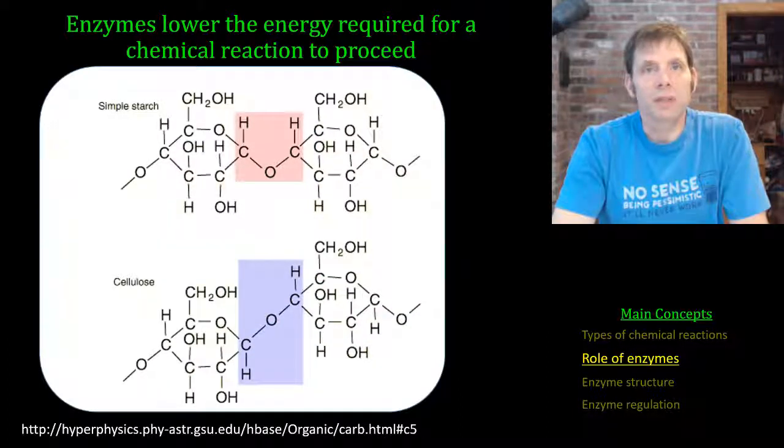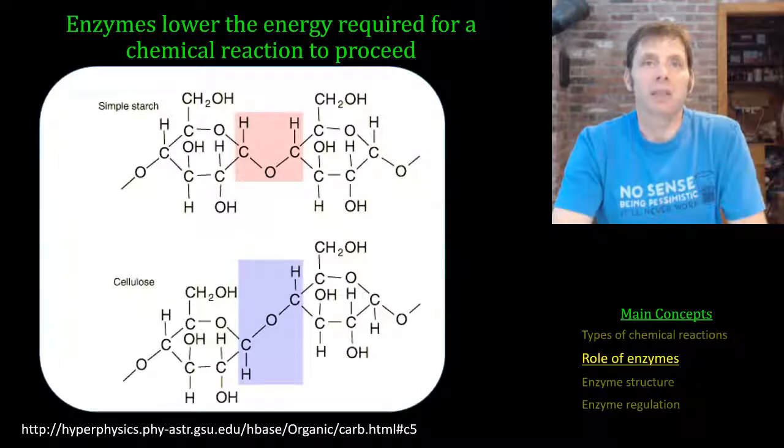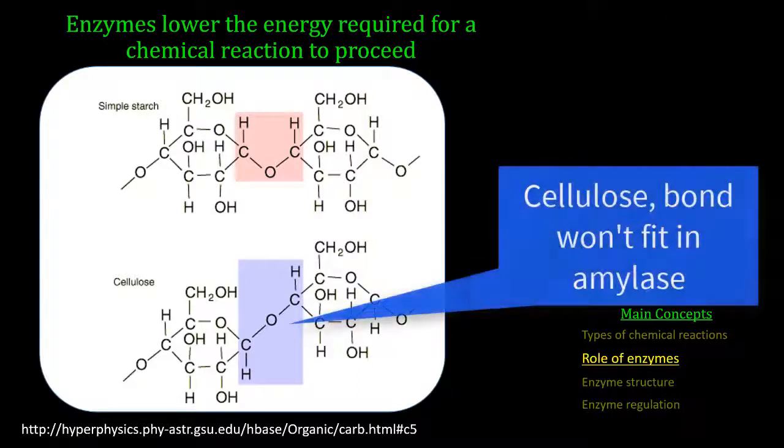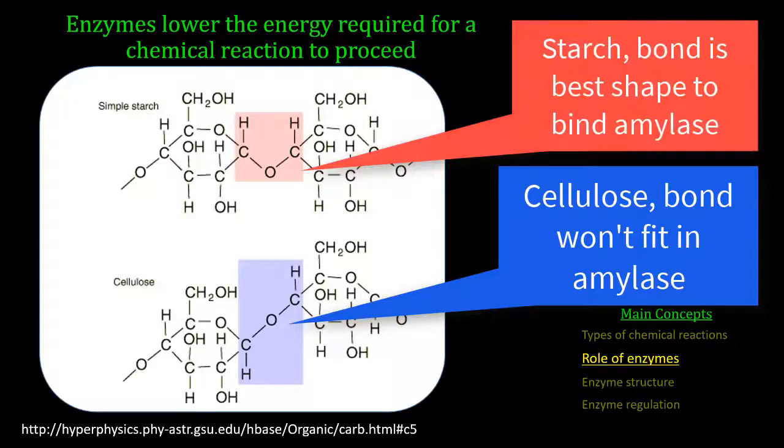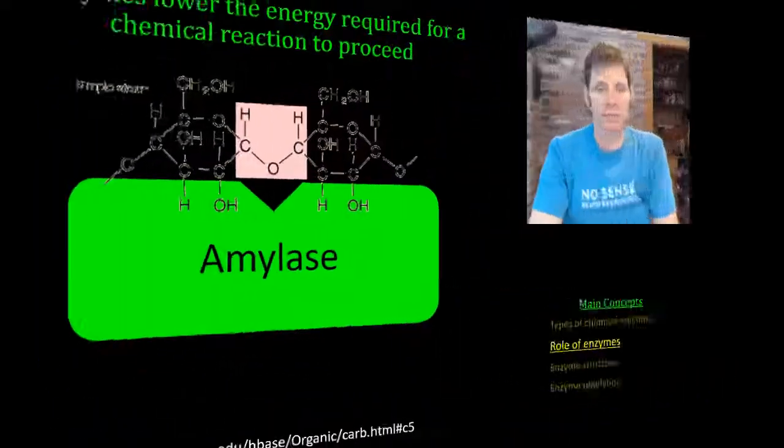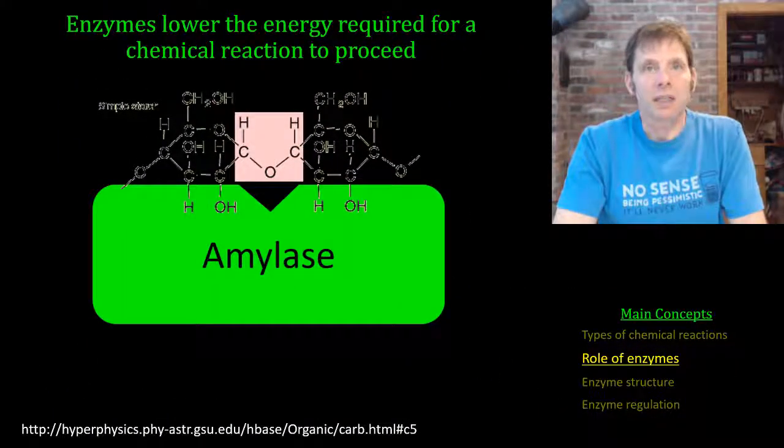Now let's review, take a look back at the structure of cellulose. Cellulose doesn't have this triangular structure to the bond. So the enzyme amylase that can associate with the atoms and electrons in the alpha linkage between the glucose molecules in starch, that enzyme can't associate with the atoms in the beta linkage between the glucose molecules in cellulose. So this is another example of the relationship between structure and function.